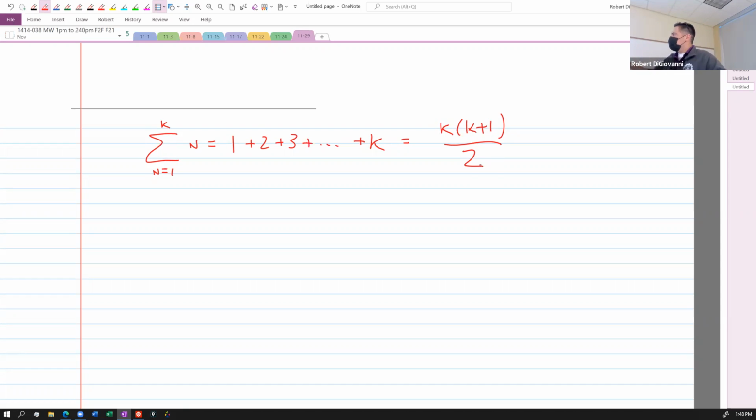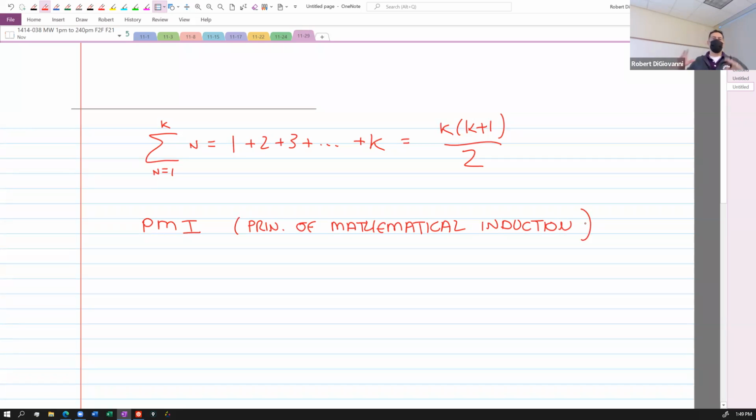Now, I don't expect anybody to know how to prove this. That's why I'm talking about it. We actually have a formal way of doing a proof like this in math, and it's called PMI, which stands for the principle of mathematical induction. Now I'm sharing this with you because it really brings into light a very fundamental idea of how mathematicians prove things.